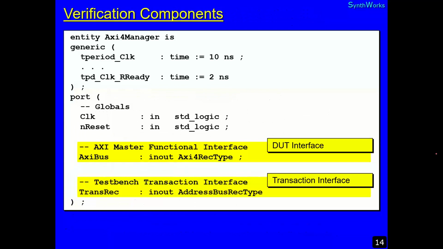Our verification components are nothing more than the DUT interface, which in this case we've abstracted away with a record. That was a very interesting project in itself, because if you recall, VHDL 2008 adds unconstrained elements to records, and we're using that here, and that caused all kinds of grief until we got all the tools working on that aspect. And then we have our transaction interface, our address bus rec type.